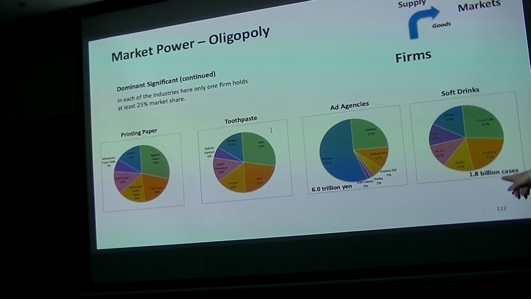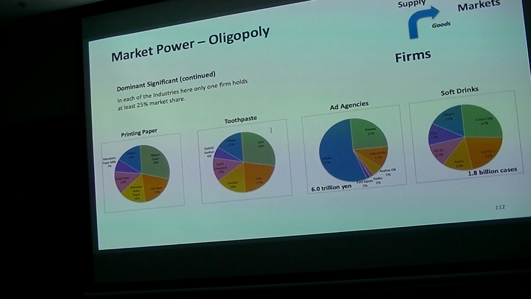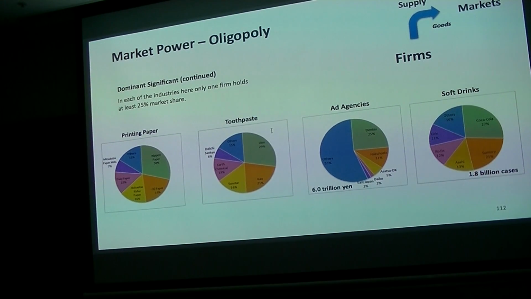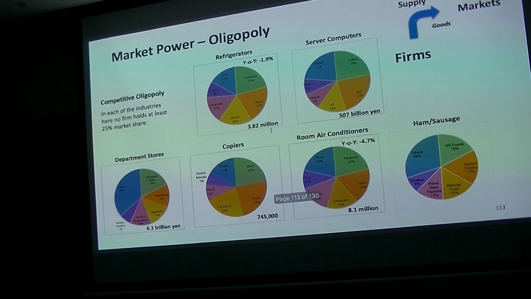Anyway, 1.8 billion cases. That's about 15 cases of soft drinks a year per person. 15 cases times 24, that's about 200. It's almost a can or PET bottle per person every day. That's a lot of consumption, just to give you an idea.